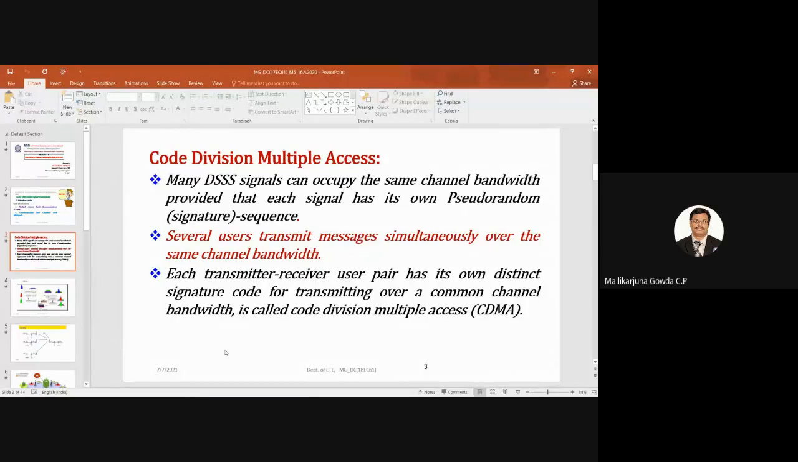So many direct sequence spread spectrum signals can occupy the same channel bandwidth, provided that each signal has its own pseudonoise sequence. Several users transmit messages simultaneously over the same channel bandwidth. Each transmitter-receiver user pair has its own distinct signature code. The signature code is nothing but the pseudonoise code for transmitting over the common channel, and that is known as code division multiple access.